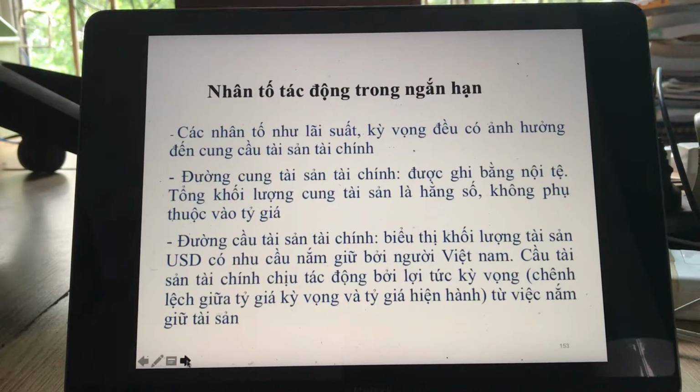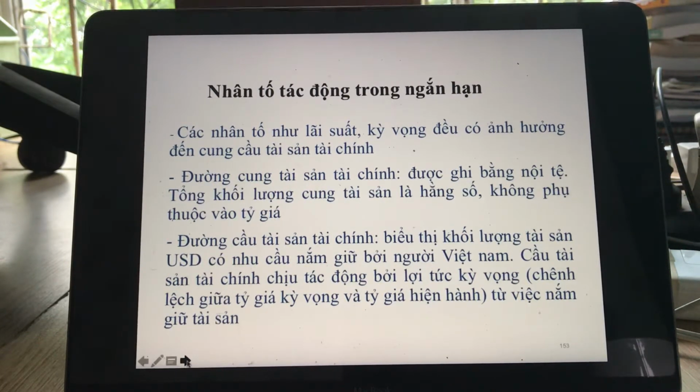That is the difference between the expected exchange rate and the current exchange rate for holding this asset. Okay. So let's wrap up. The supply of the financial assets is just some number. It's constant. It's independent of the exchange rate. So it's just a vertical line.